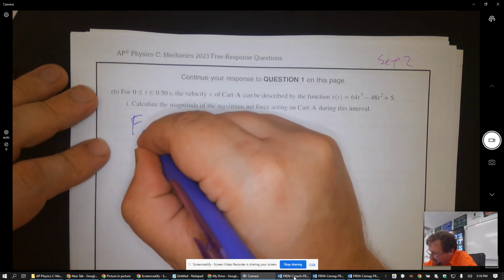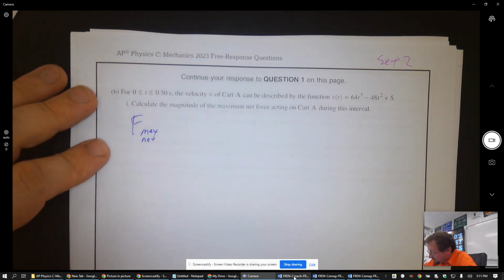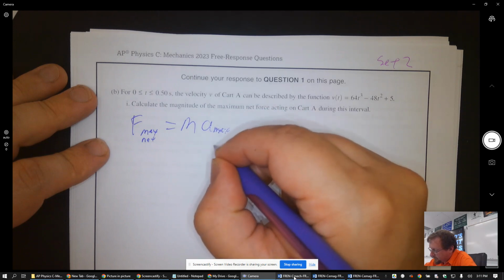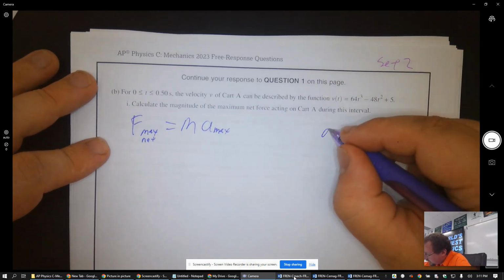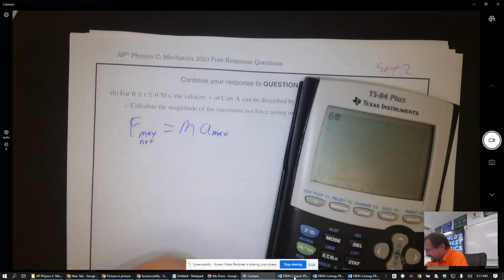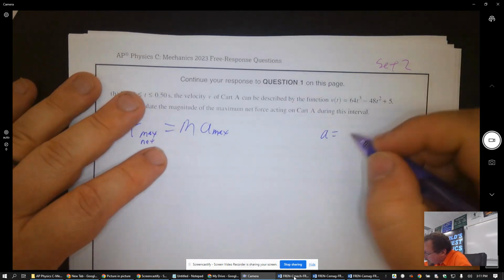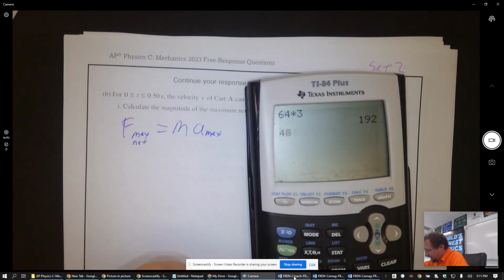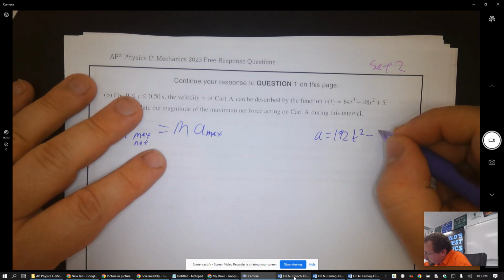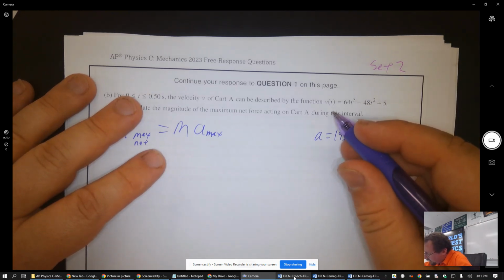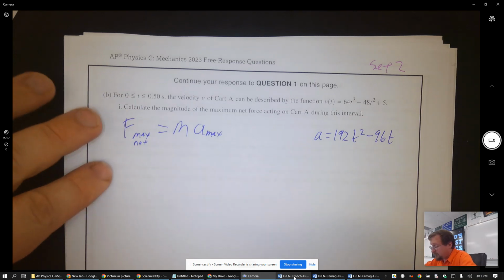Maximum net force occurs at the same time that acceleration is a maximum, right? So what is acceleration? 64 times 3 is 192. 192 t squared minus 48 times 2, which is 96 t, the 5's gone. That's the acceleration. Now, how do you find the maximum of anything?